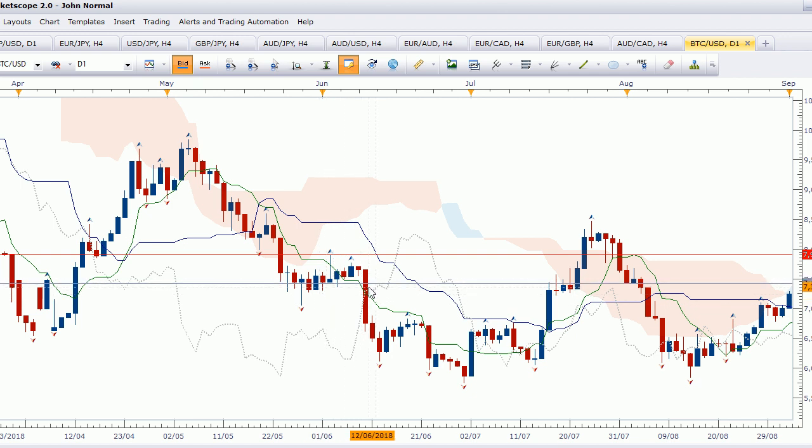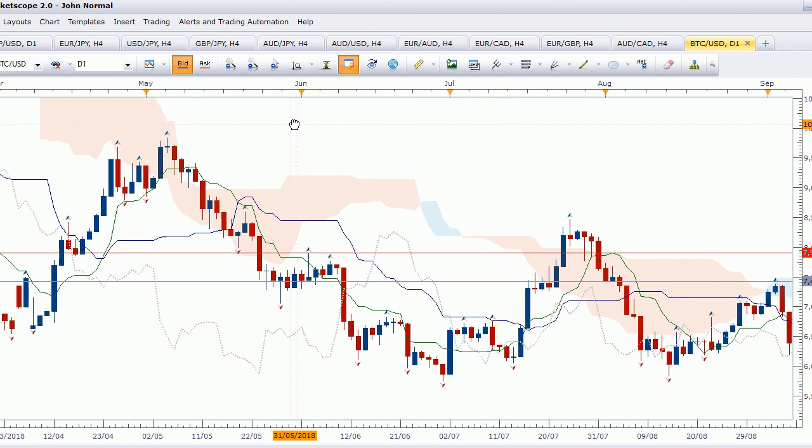So we violated it there, and we violated that fractal there. But really, I keep mentioning these fractals, but we shouldn't. We're testing it with Ichimoku, so we can't really be talking about fractals. So we'll try and stay away from them.